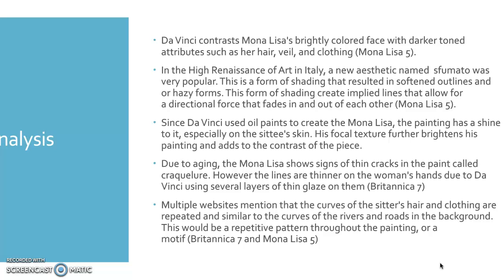Since Da Vinci used oil paints to create the Mona Lisa, the painting has a shine to it, especially on the sitter's skin. His focal texture further brightens his painting and adds to the contrast of the piece. Due to aging, the Mona Lisa showed signs of thin cracks in the paint, called craquelure. However, the lines are thinner on the woman's hands due to Da Vinci using several layers of thin glaze on them.